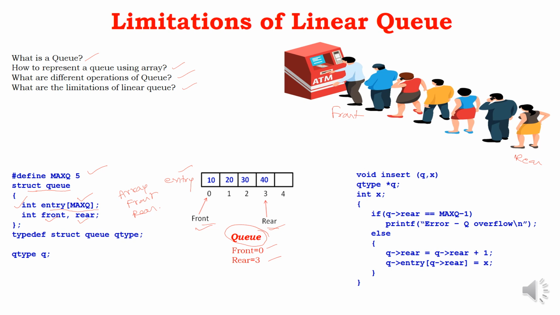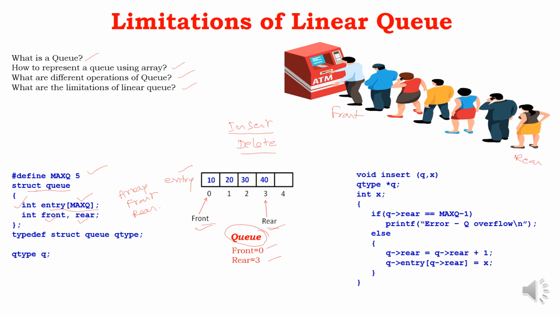Then what are the different operations? Insert and delete. We can insert elements from the rear end and we can delete elements from the front end. If you want to insert one more element, that element can be inserted in the next position 4 and this becomes rear. If you want to delete an element, the front position is 0 and the element at position 0 will be deleted. So we can insert elements and we can delete elements. The element that we want to insert can be inserted at the rear end.